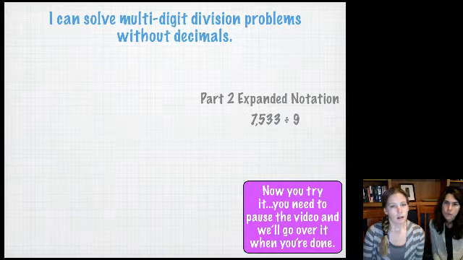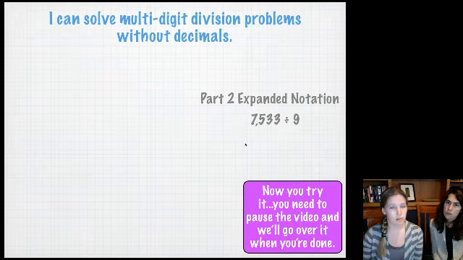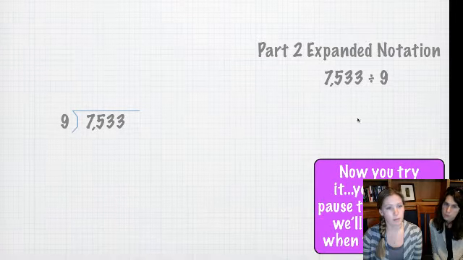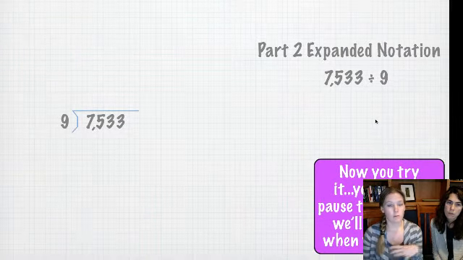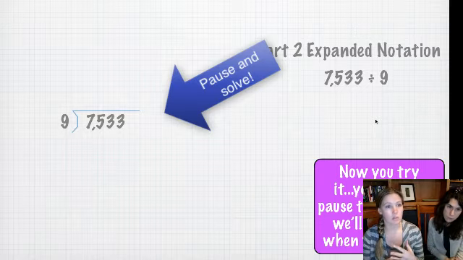Okay, so now you get to try one on your own. The one you're going to try and pause is 7,533 divided by 9. So start by setting it up as a division problem, and then try it. Go back and watch our step by step if that helps you. Just follow the same steps, with different numbers. So go ahead and pause and try it, and we will go over it in a second.